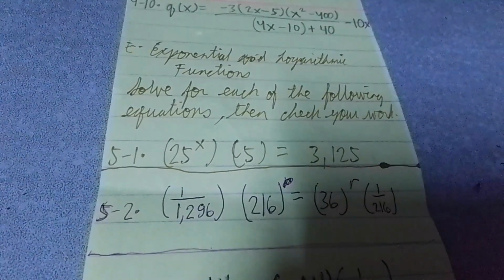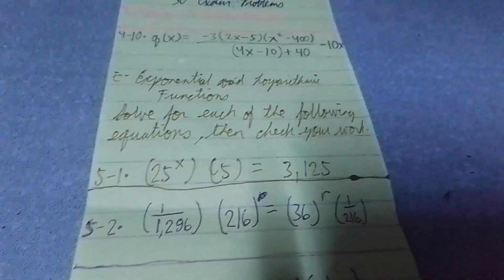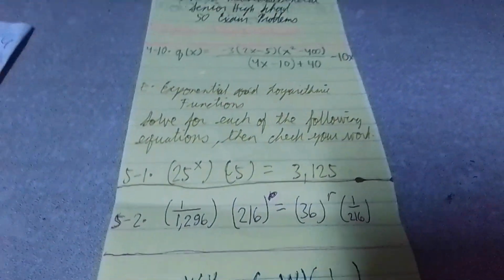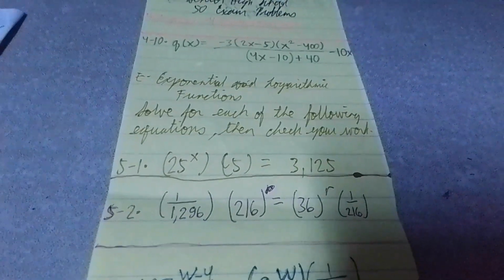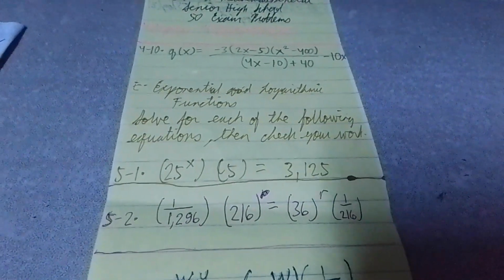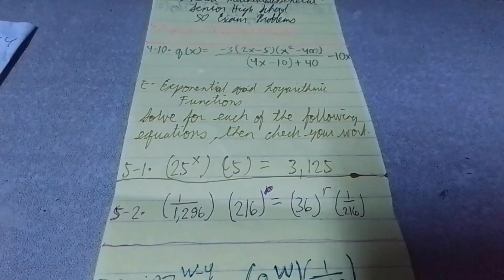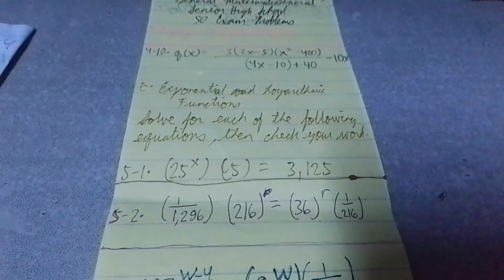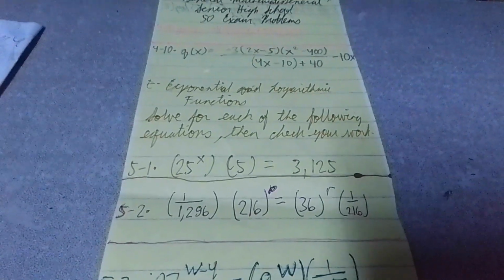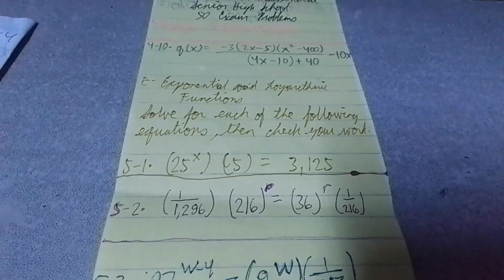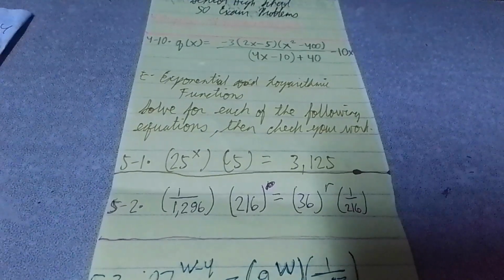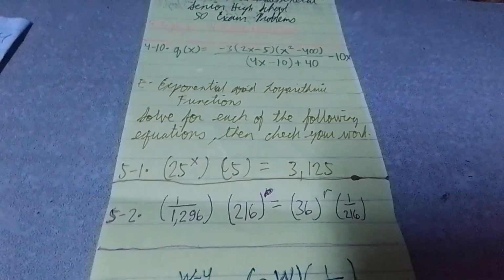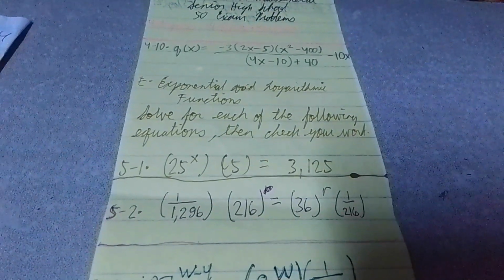We have 1 over 1,296 times 216 is equivalent to 36 raised to the r power times 1 over 216. If you can do the algebraic method, you can also do that. Because 216 and 1,296 can be divided both and set to lowest terms. But I think it's better if you apply the rules of exponents. That'll help you get along.